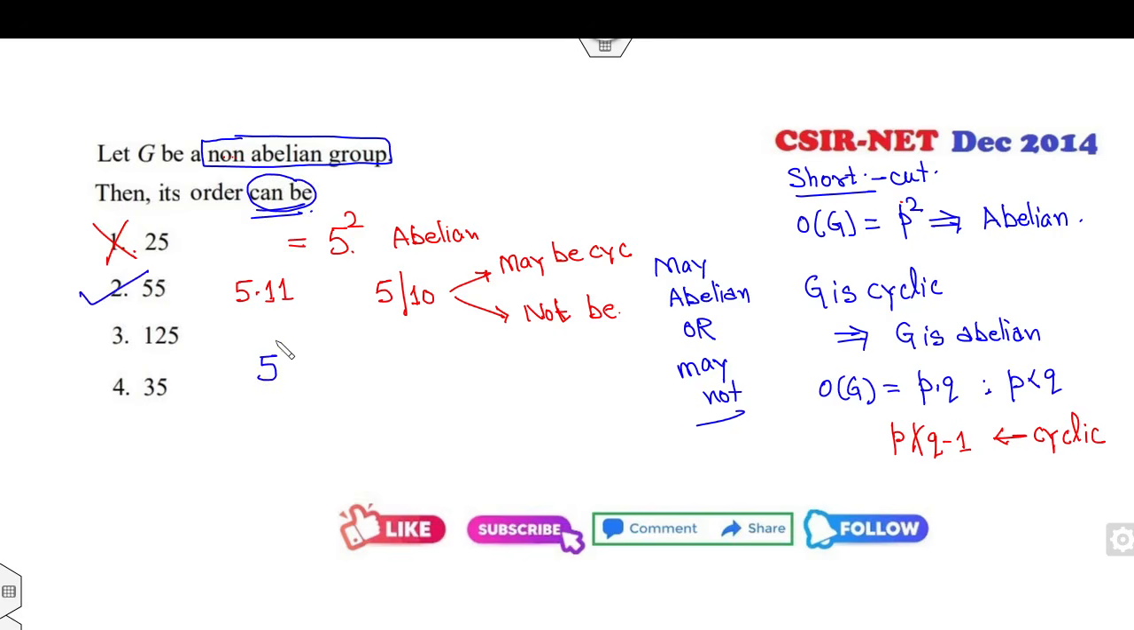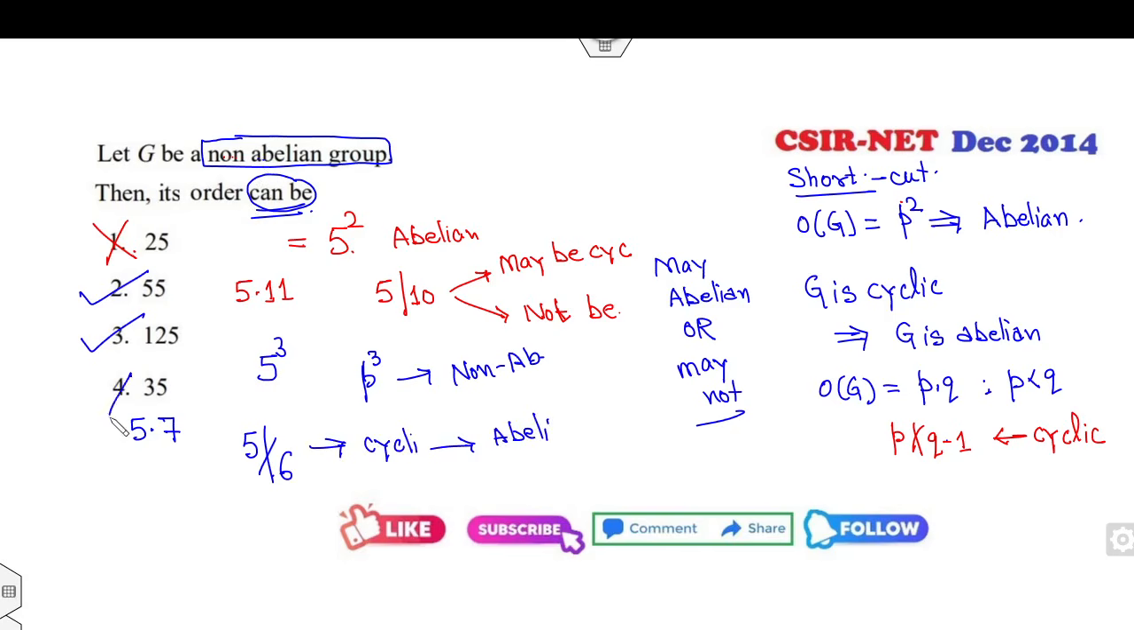125. 125 is P cube. Whenever it's a P cube, then it can be non-abelian. So yes, it's non-abelian. 35 is 5 into 7. Clearly, 5 doesn't divide 6. So this group is cyclic. Once it's cyclic, this means it is always abelian, but we need a non-abelian. So the right answers are B and C for this problem.